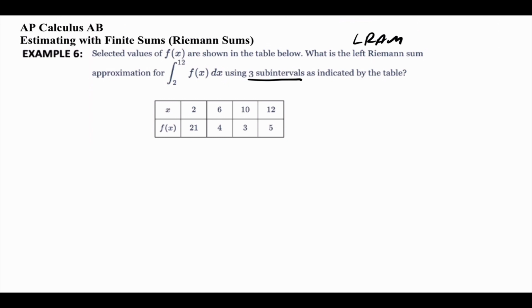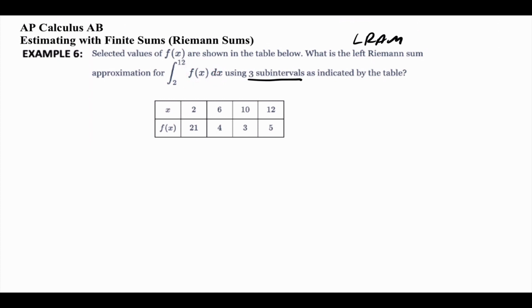But they only give us certain values. They don't give us every value in between 2 and 12, every whole number. They don't give us 2, 3, 4, 5, 6. They only give us 2, 6, 10, and 12. So we can only use what they've given us. And they don't give us an equation. They didn't say f of x equals, so we don't have an equation to plug into. So we're going to do what we got.